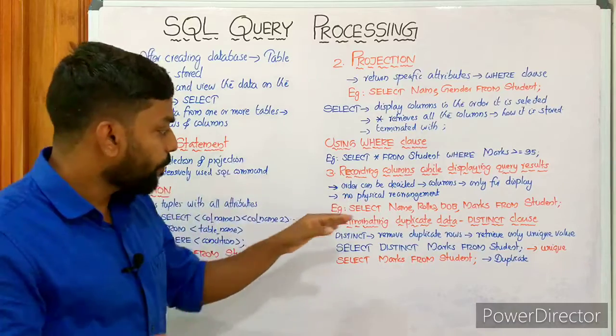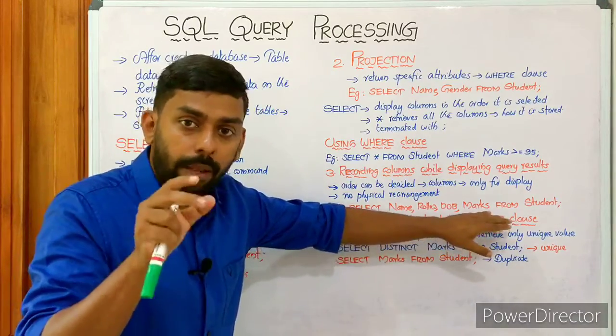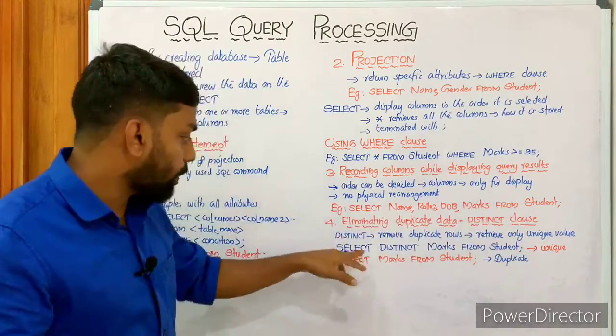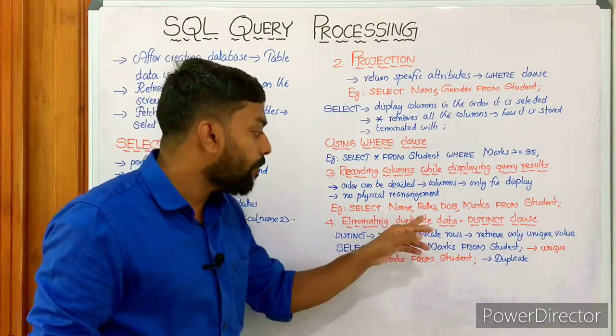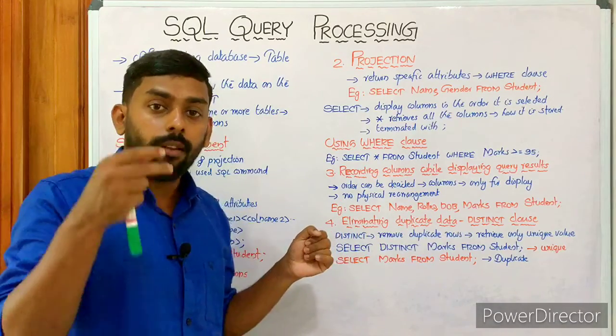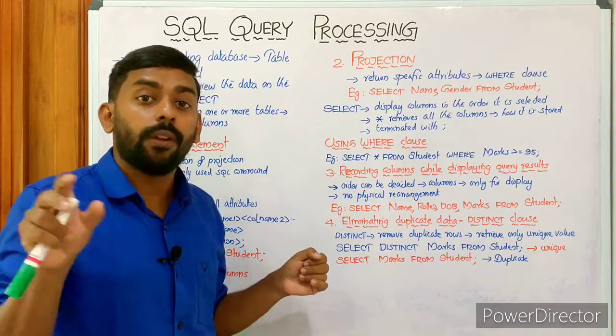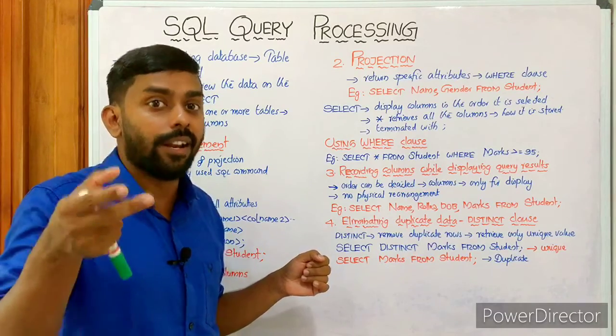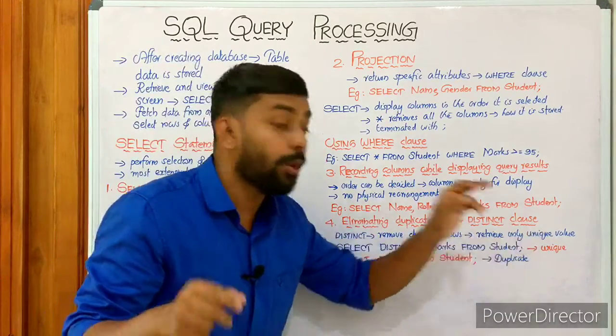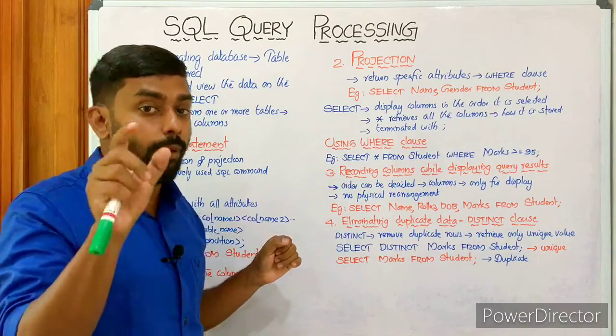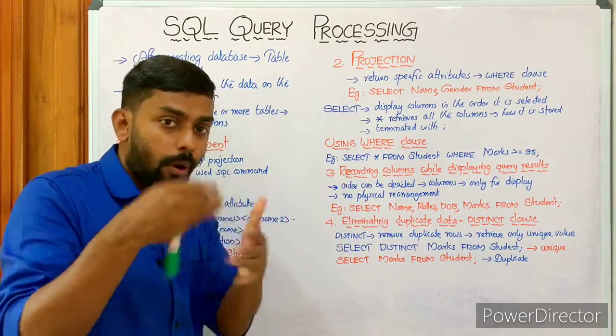So let's look at the application of the distinct clause with these two examples. The distinct clause removes duplicate rows. Applying the distinct clause, it removes duplicate, redundant rows. It retrieves only unique values. Let's make it more clear.